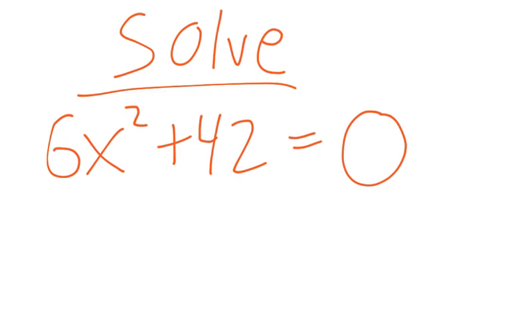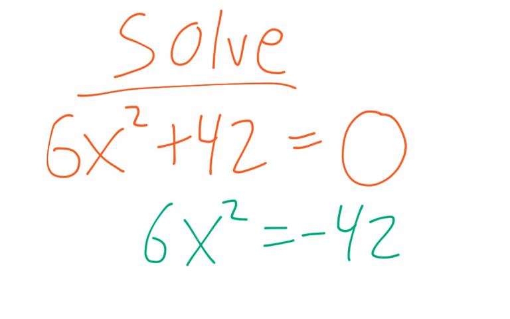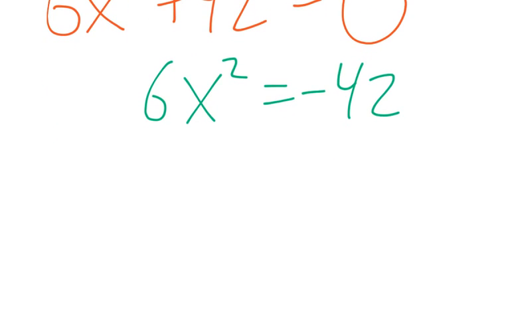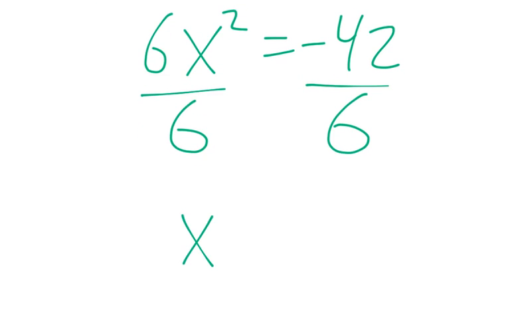Next one, 6x squared plus 42 equals 0. Well, here I'm going to use the square roots method. So my first step is going to be to take away 42 from both sides. So I have 6x squared equals negative 42. So I'm going to divide both sides by 6, because I don't want that 6 there anymore. Just kind of tired of looking at it. So x squared equals negative 7.